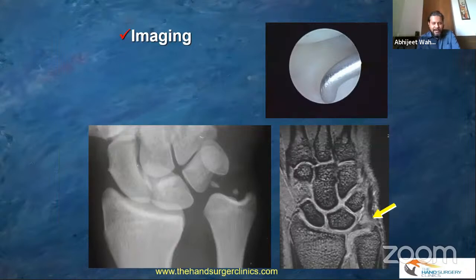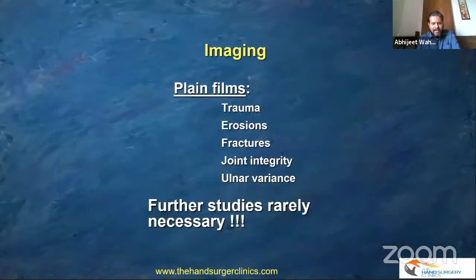Once you have your clinical examination behind you, obviously you have a set of differential diagnoses, and you would like to investigate the patient by ordering a set of investigations. And these are obviously plain X-rays to begin with. You would look for any trauma, erosions, joint integrity, ulnar variance, and we always advise a view which is called a neutral view of the wrist joint. And this is with the shoulder in 90 degrees abduction, with the elbow in 90 degrees flexion and the wrist in neutral, and you take a PA view in this particular position.